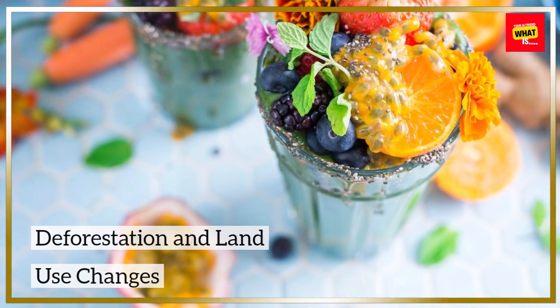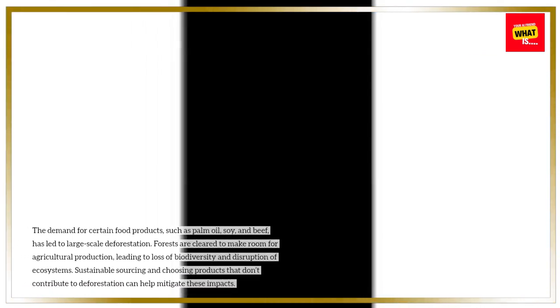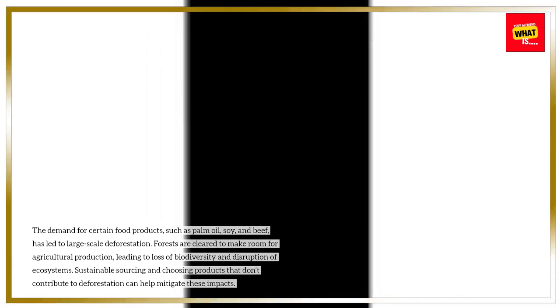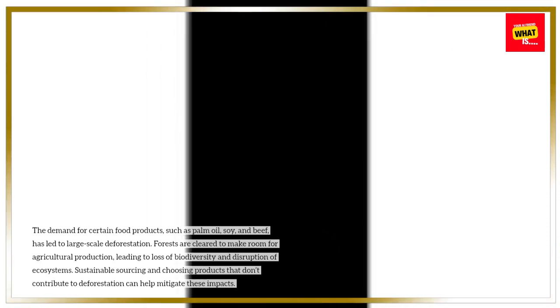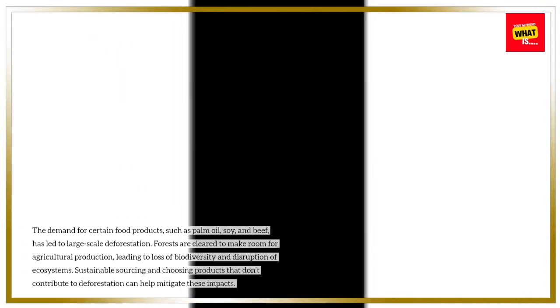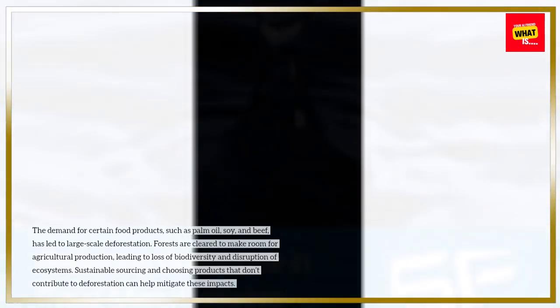Deforestation and land use changes. The demand for certain food products, such as palm oil, soy, and beef, has led to large-scale deforestation. Forests are cleared to make room for agricultural production, leading to loss of biodiversity and disruption of ecosystems. Sustainable sourcing and choosing products that don't contribute to deforestation can help mitigate these impacts.